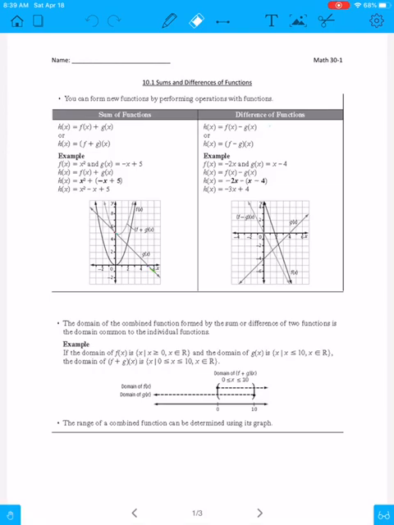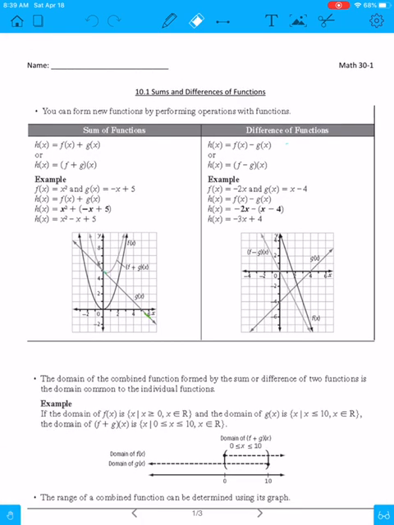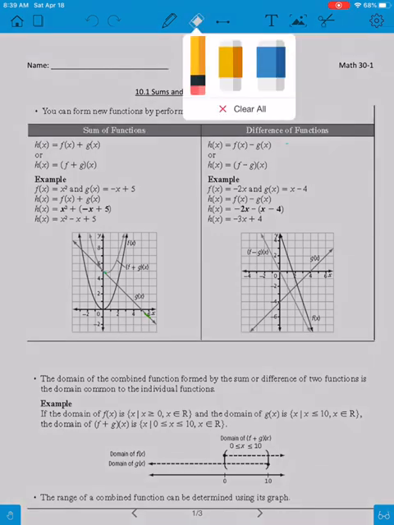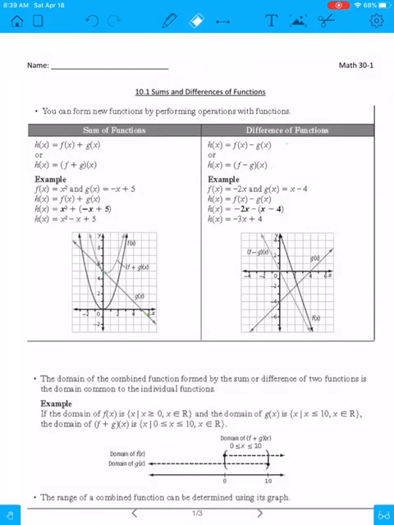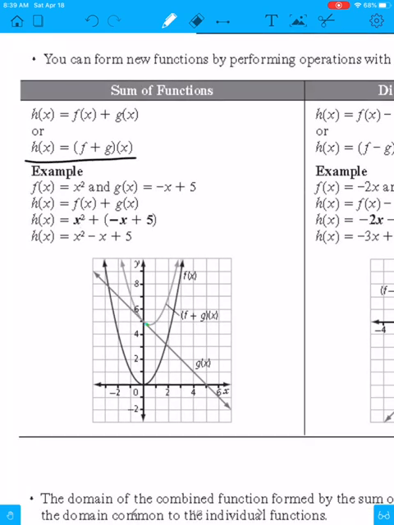Hello everyone. Today we're going to do sum and difference of functions, where we take two functions and add them, which is a sum, or subtract them, which is a difference. We could do more, but we're going to take two. Okay, so we're just going to go through a little summary first, and then we will do some questions.